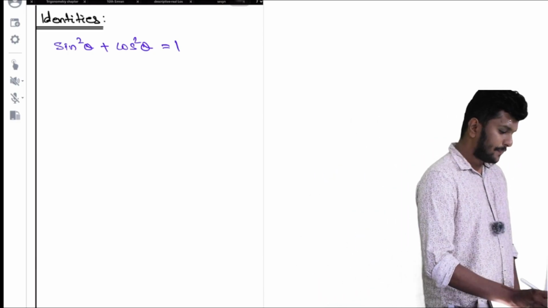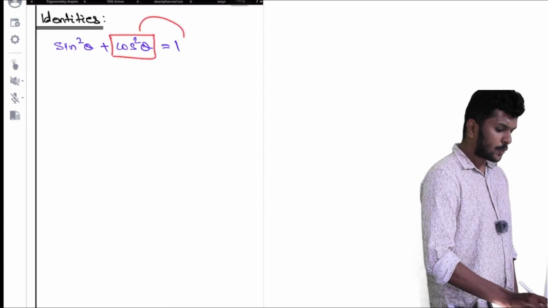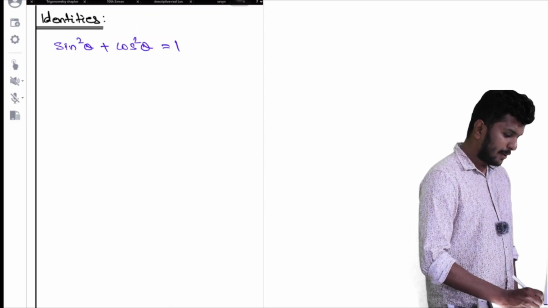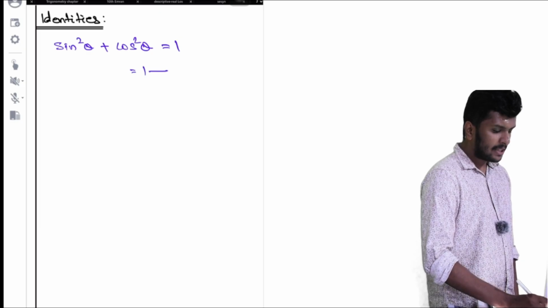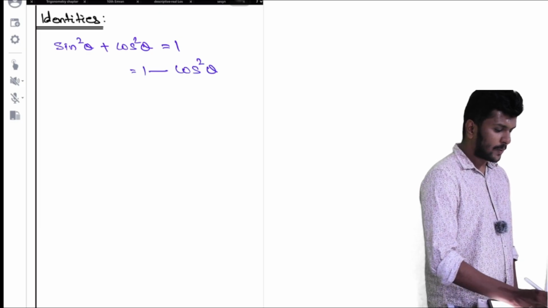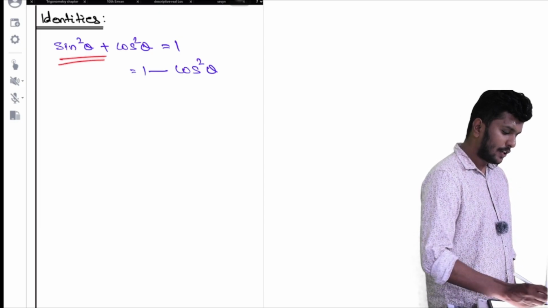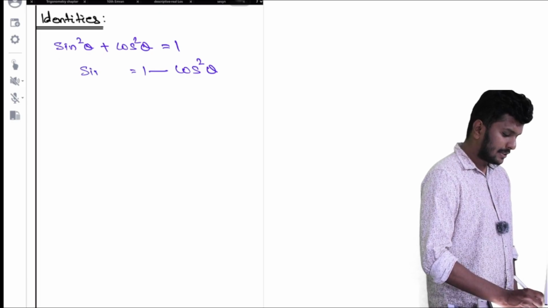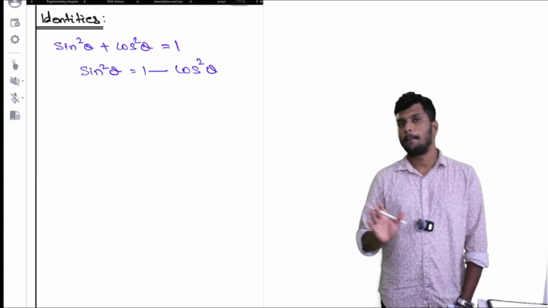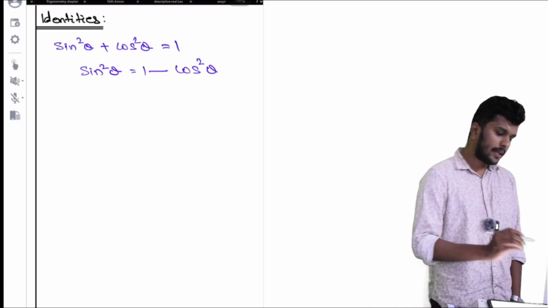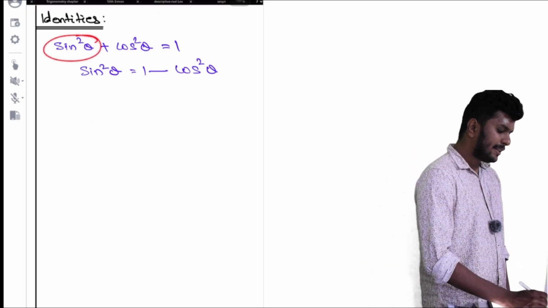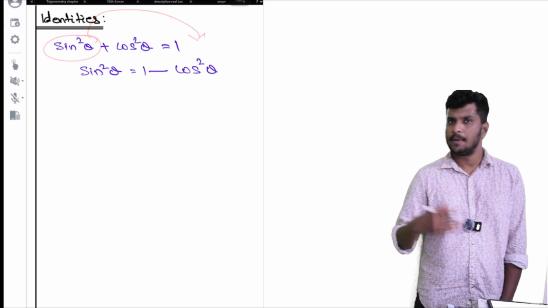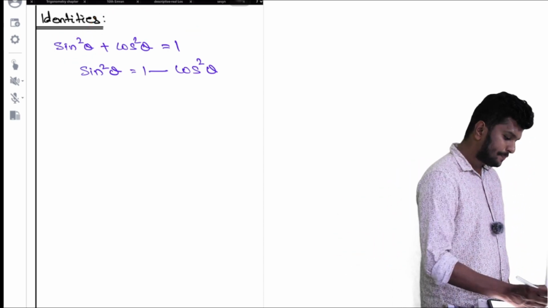Now what we do here is we transpose cos square theta to the right. When you transpose, it becomes 1 minus cos square theta. Any change for sine square theta? No change. So sine square theta is equal to 1 minus cos square theta. Now similarly, if you change sine square theta, it becomes 1 minus sine square theta, right?